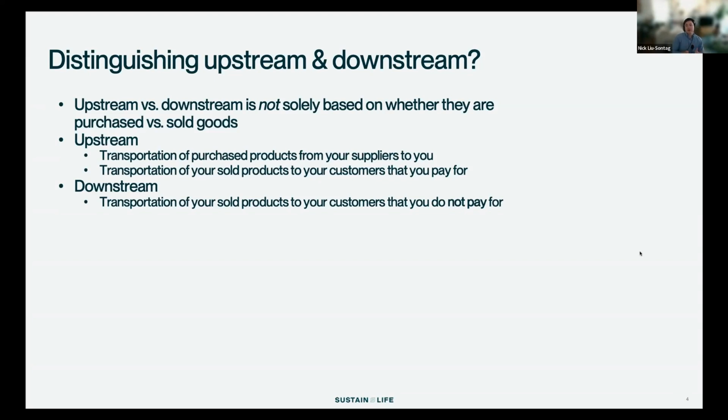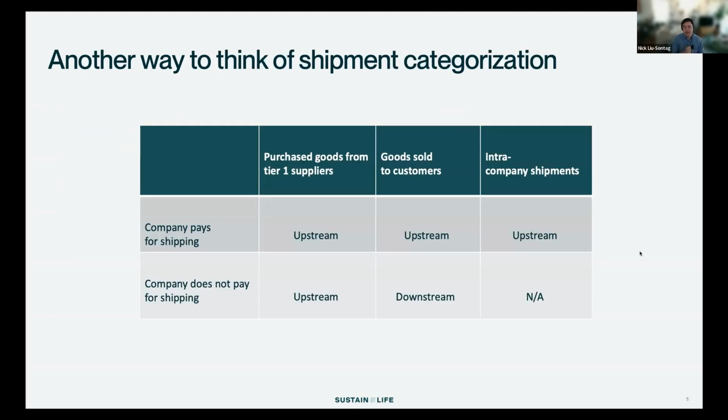And if you charge your customers for the shipping, then in that case, they're paying for it even if you are procuring it for them. And that would fall under downstream transportation and distribution. And we can summarize these rules in a table like this.